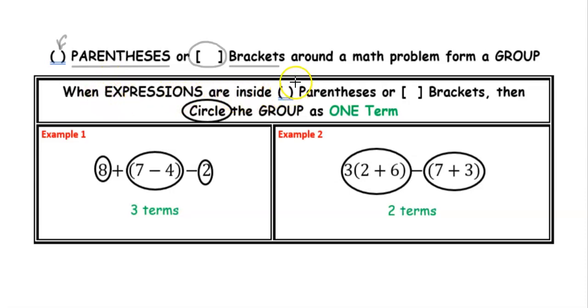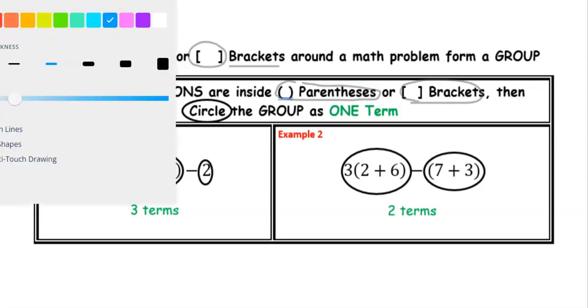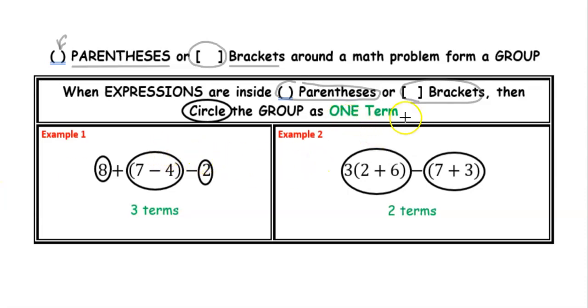So when expressions are inside parentheses, or inside brackets, it's important to recognize that this is a group, and that group is its own term. A way to describe it is a nested term. We'll use that word. This is a nested term. So the term is nested. We did actually have some nested terms in the last lesson, but I didn't refer to them as that. So we're going to call them nested today.